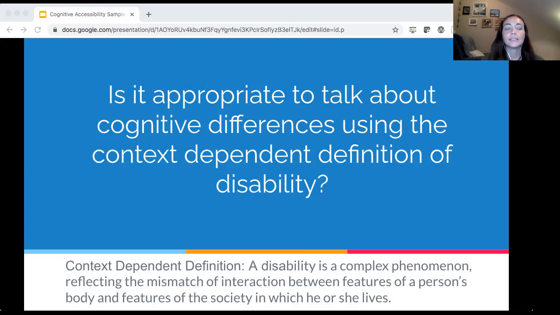And just to tell you some of my thoughts, I really think this context-dependent definition of disability is doing less harm than the more medicalized definition. But I still think this is positioning the person with cognitive differences as in a deficit. But the blame for the deficit is not on the person like it is with the medicalized definition, but more so the deficit is the fault of larger society, but still using this deficit language.